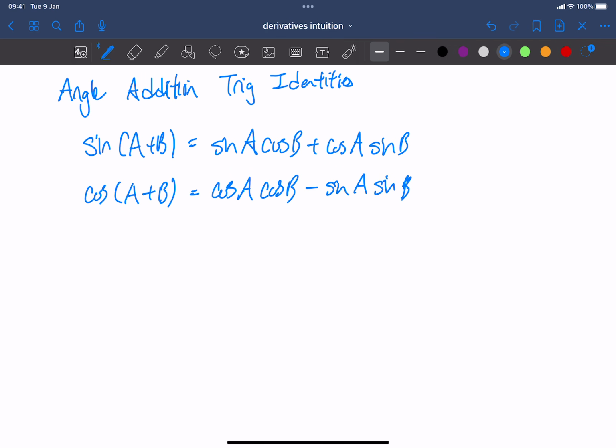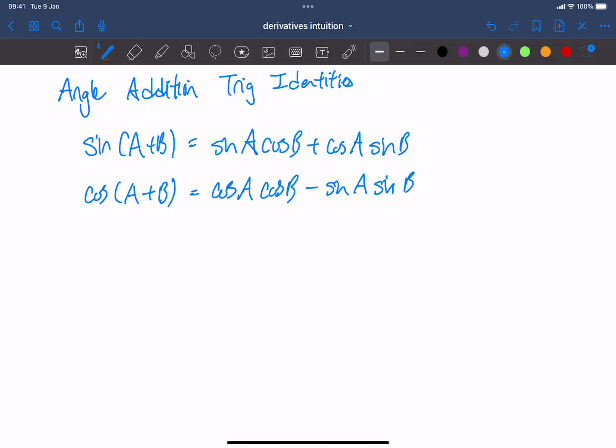So today we will try to understand the angle addition trig identities, and why sine(A + B) equals this equation and why cos(A + B) equals this equation. The derivation itself is quite complex and it's not really the focus of what you need to know, but I hope you can understand the intuition behind why this happens.